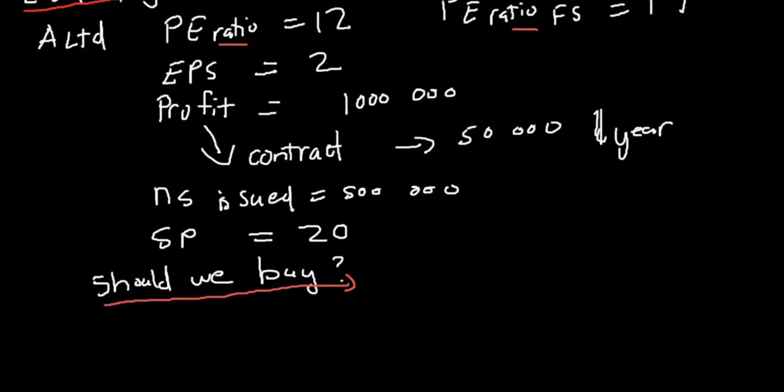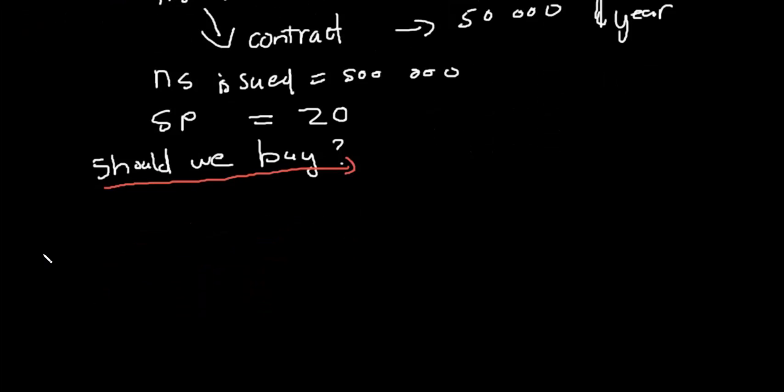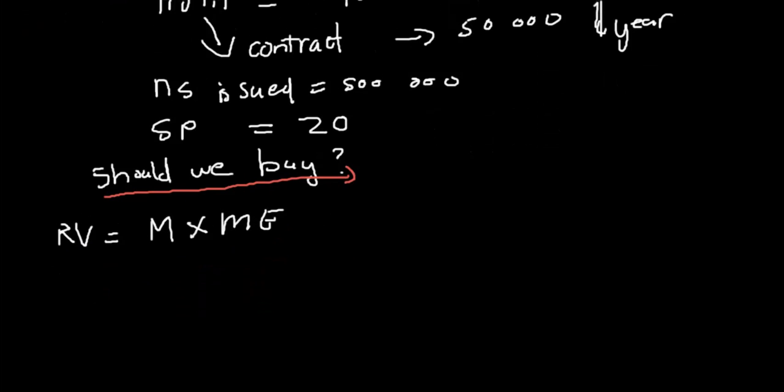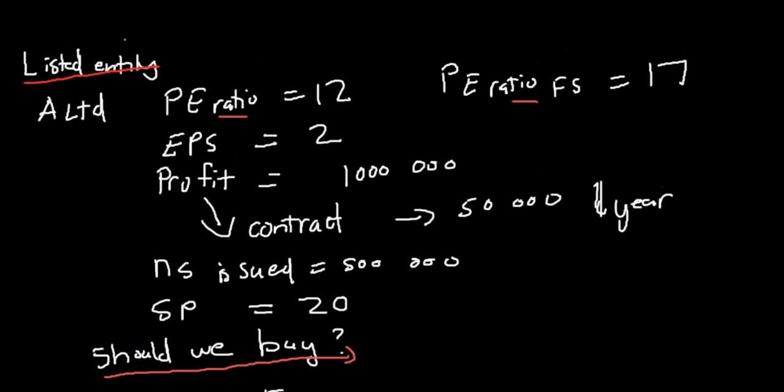So what we'll do, we'll start off by saying, okay, we know that in a relative valuation, we must have a multiple and we must multiply it by the maintainable earnings. Now, first things first, what is our multiple in this case? We're given the PE ratio of A Limited, which is 12. We're also given the PE ratio of the industry, financial, 17. Which one do we use? Absolutely correct, if you guessed it right, we need to use the PE ratio of the industry.